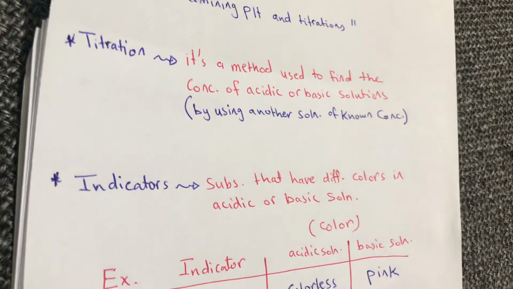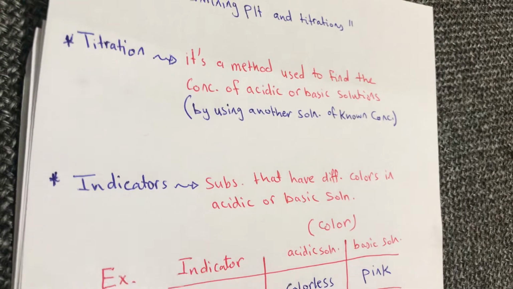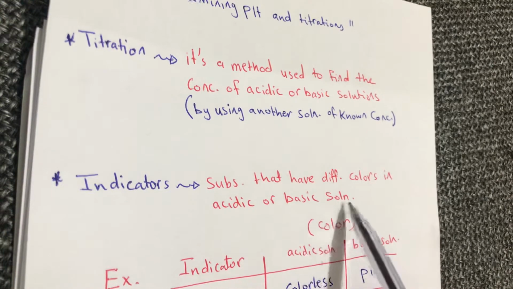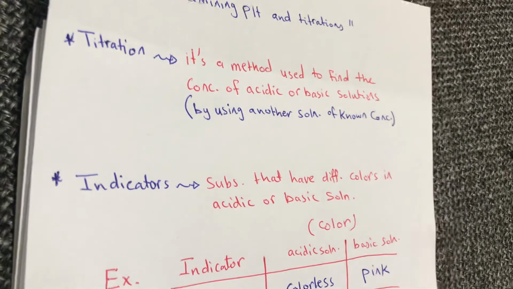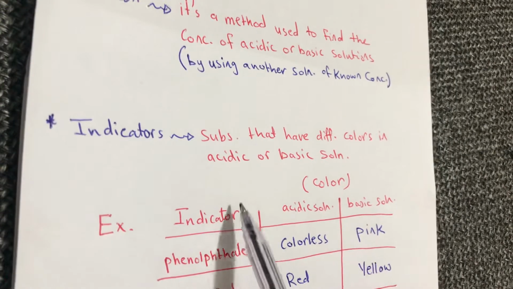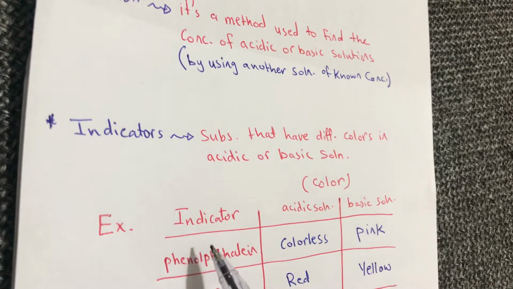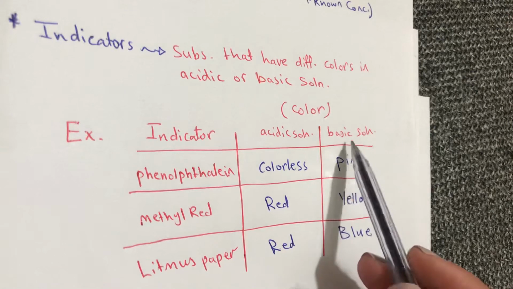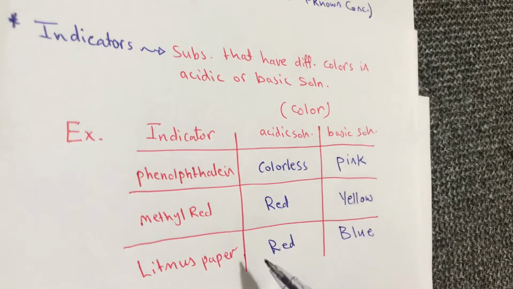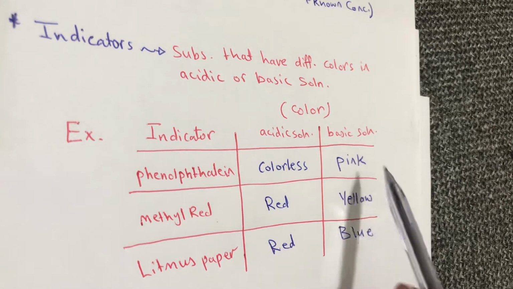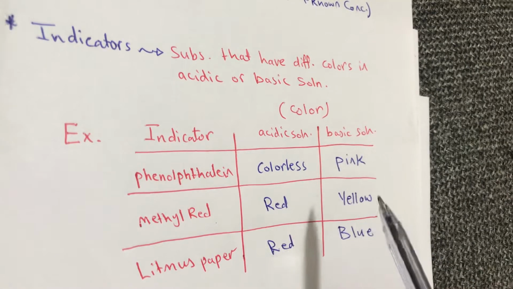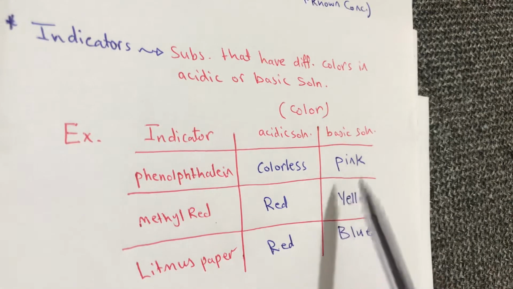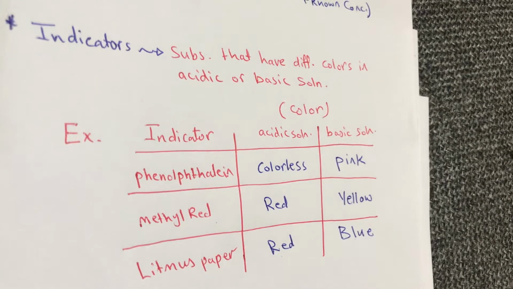To perform a titration experiment, you have to use indicators. Indicators are substances that have different colors in acidic or basic solution. They change their colors in acidic or basic solution. An example of an indicator is phenolphthalein, which has a pink color in basic solution and is colorless in acidic solution. Methyl red has a yellow color in basic solution and red in acidic solution. And as you know, litmus paper has a blue color in basic solution and red in acidic solution.